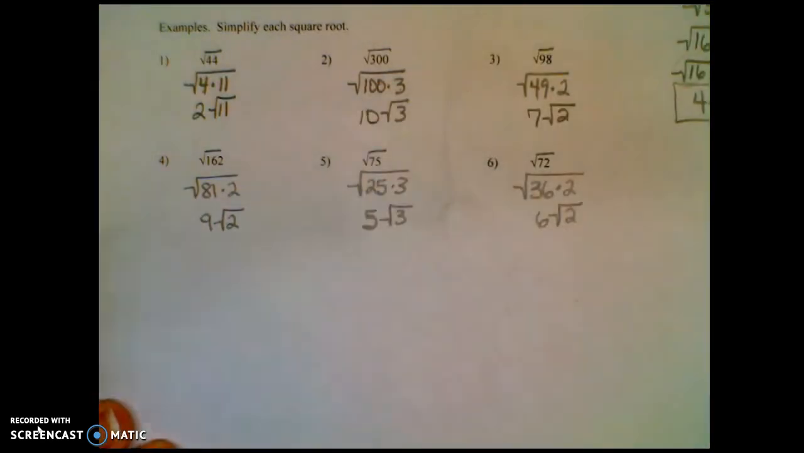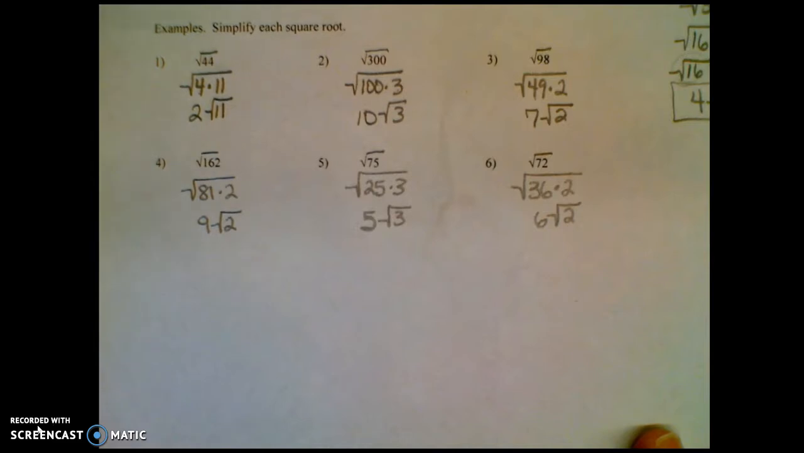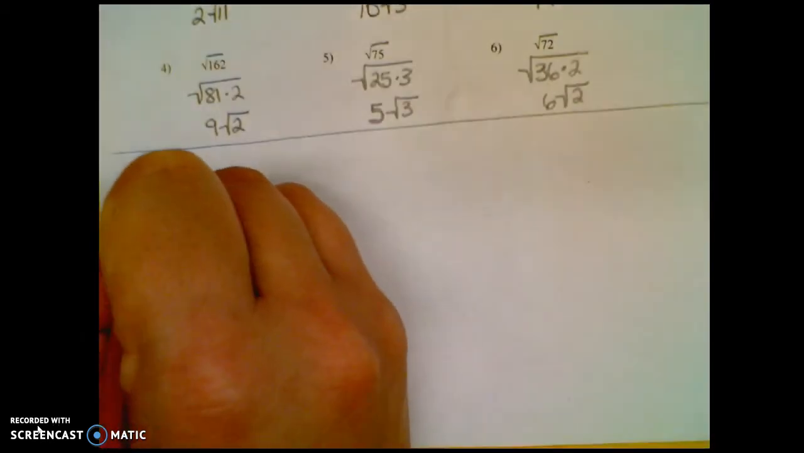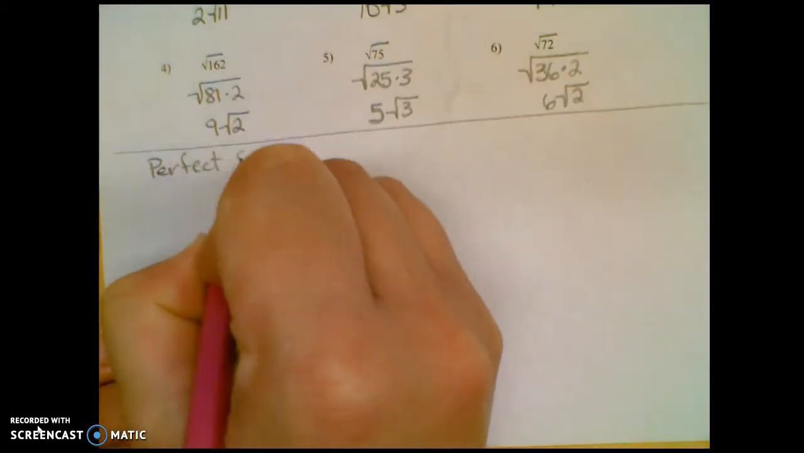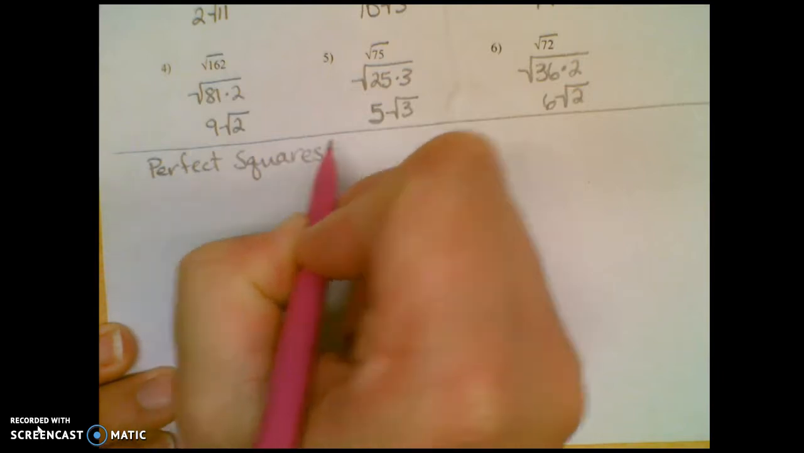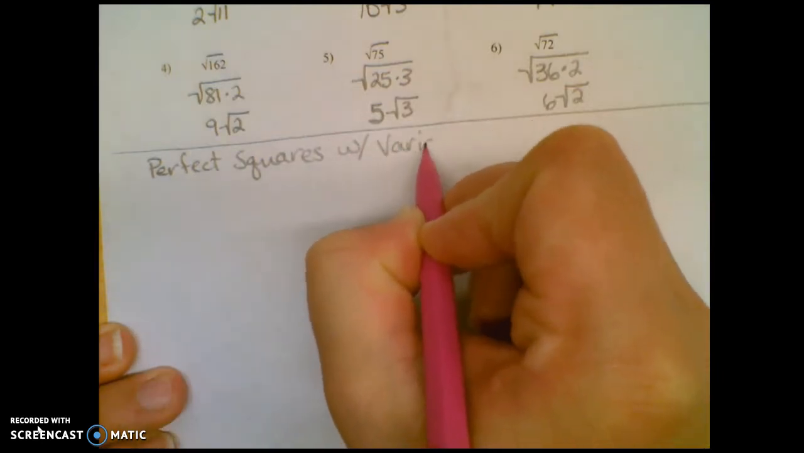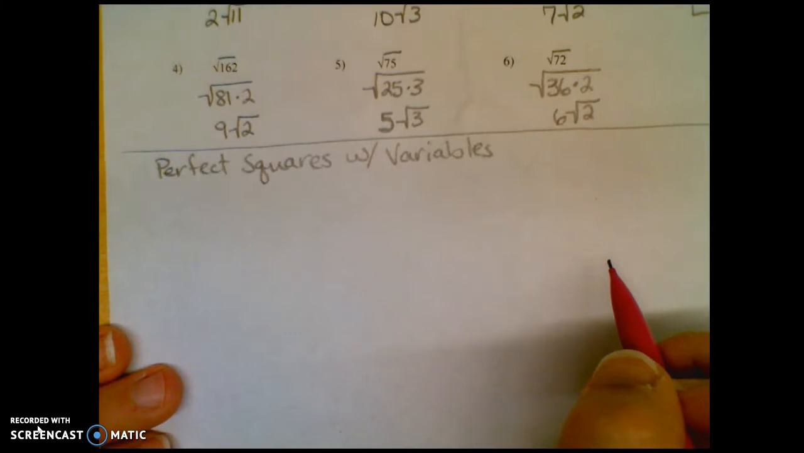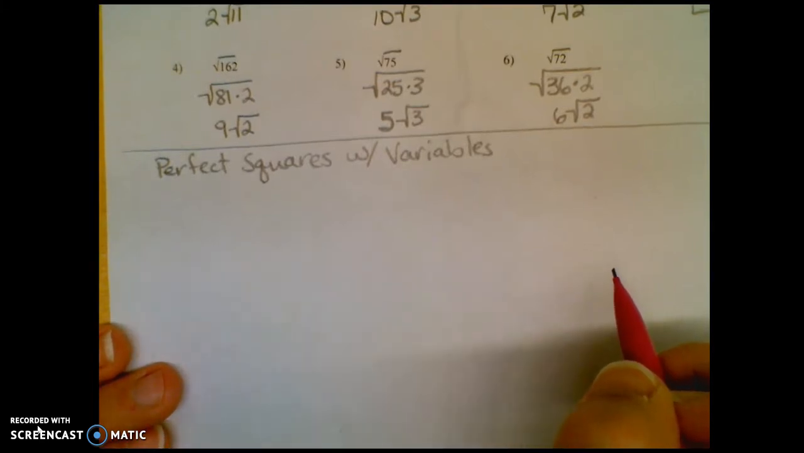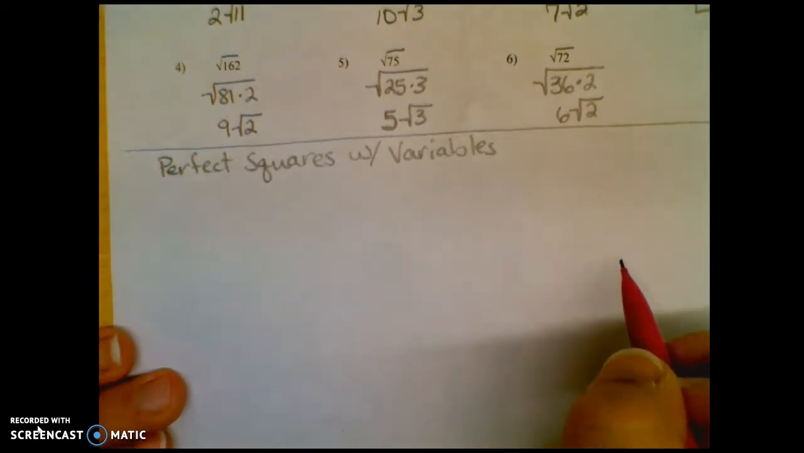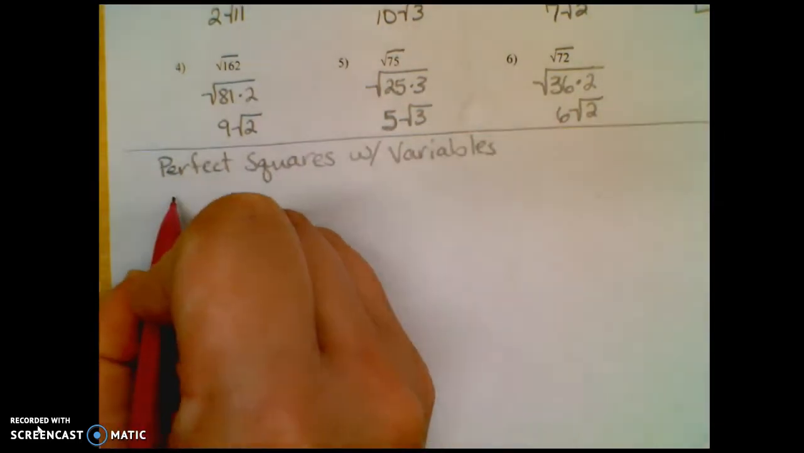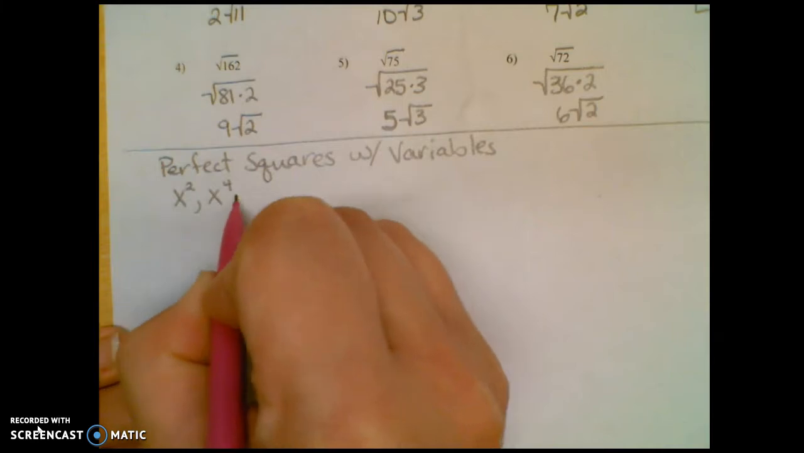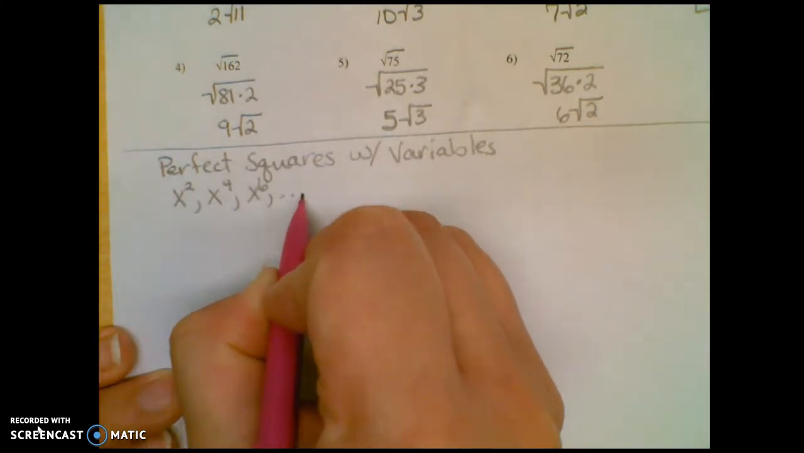Okay, now that you've checked those answers, we are going to do a quick lesson on square roots with variables. So, perfect squares with variables. And I actually find the variables to be easier to do than the numbers because I don't have to know my multiplication facts with variables. So perfect square variables are any of the even powers. So x squared, x to the 4th, x to the 6th, and so on.